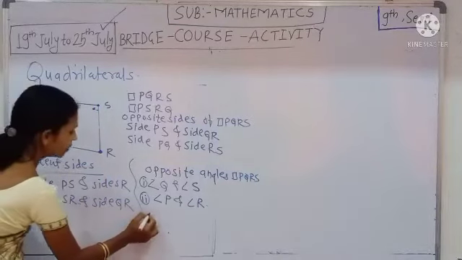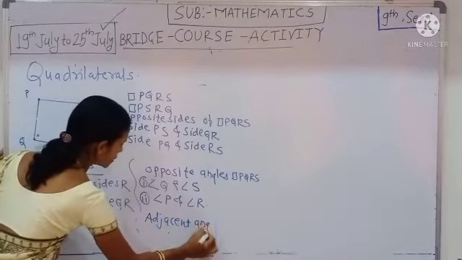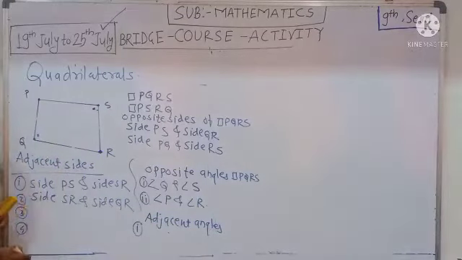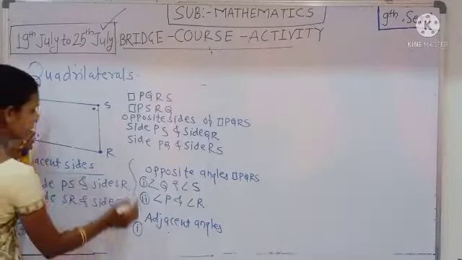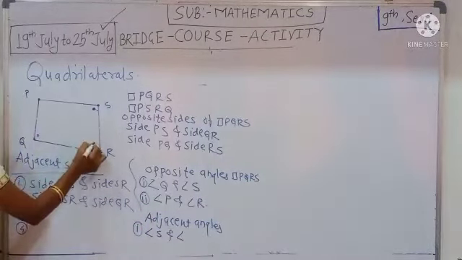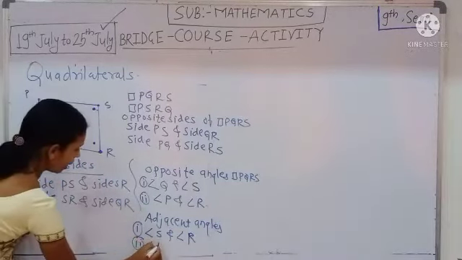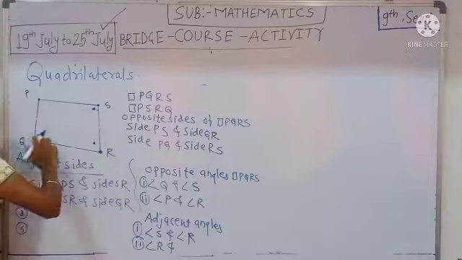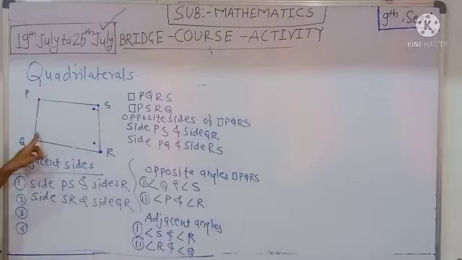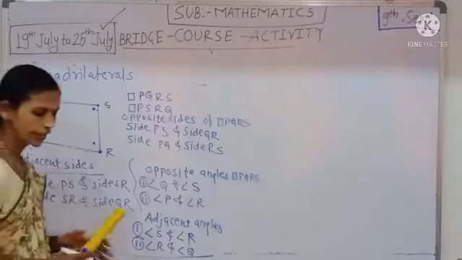Similarly, we can write the adjacent angles of the given quadrilateral. See here, angle S and angle R are adjacent angles. Similarly, angle R and angle Q are also adjacent angles. You may write two more adjacent angles of that quadrilateral in your textbook.